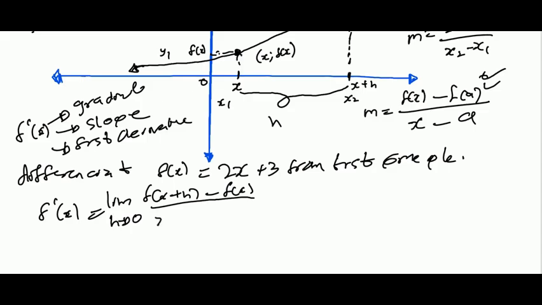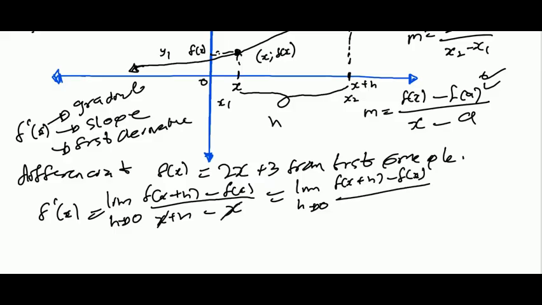Then our x2 is what? Is x plus h, minus our x1, which is x. So that means our formula is what? Limit as h approaches 0. That means we are reducing the distance of f of x plus h minus f of x, all over what? X cancels x, we have h. So we can see this equation. What is the meaning of this equation? This equation is what we use for first principle.